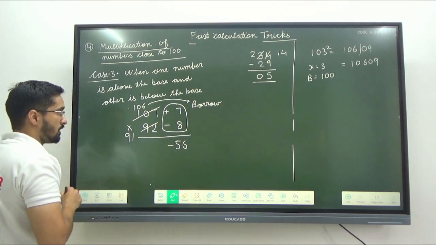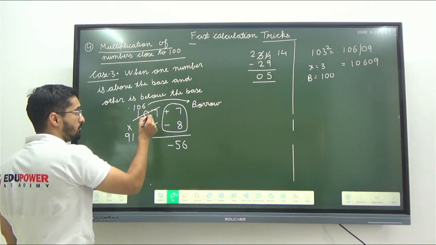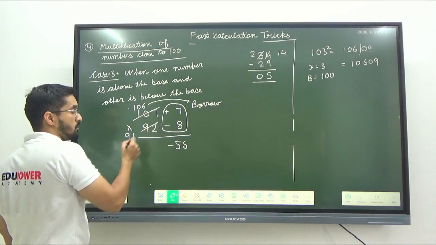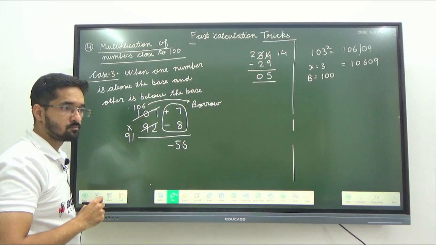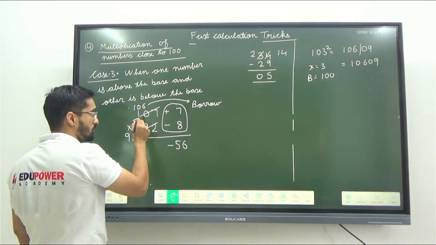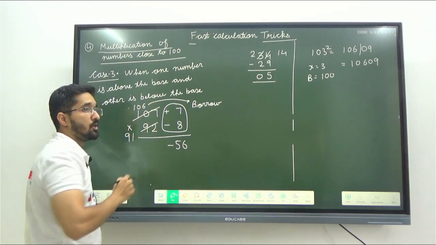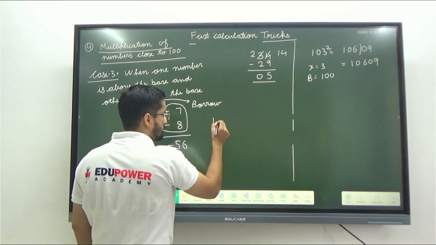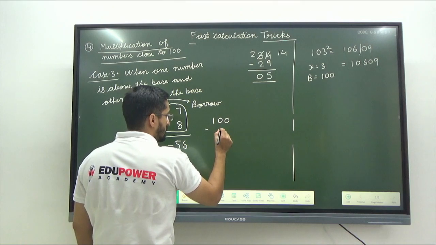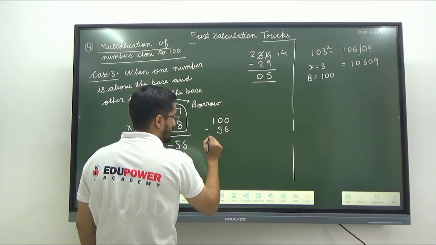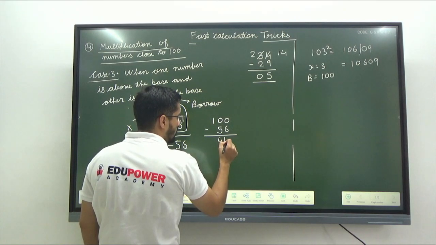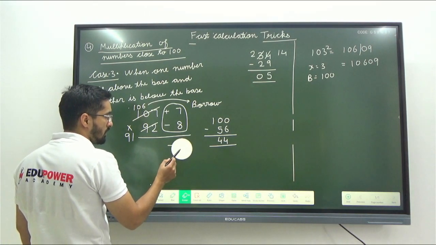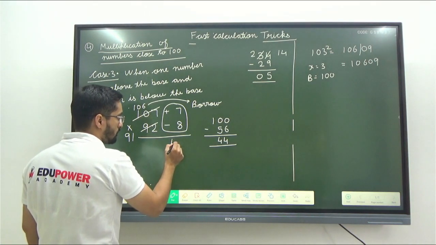In a similar way we are going to borrow from the hundreds place. When we borrow from here, this 107 becomes 106, this 92 becomes 91. Now, what we are borrowing is 100, we are not borrowing 10, we are borrowing 100. So, 100 minus 56, what do we get? 44. So, here instead of writing minus 56, I am going to write plus 44.